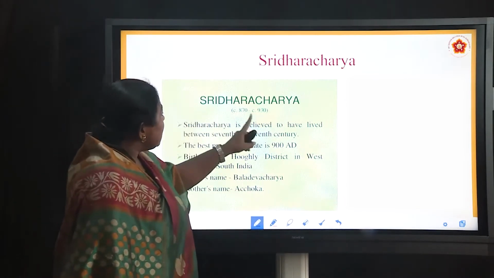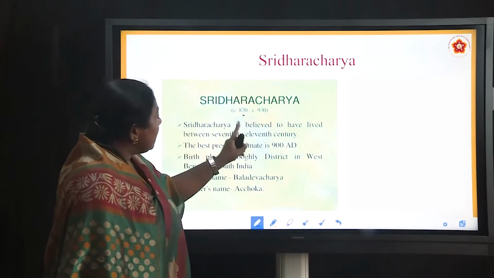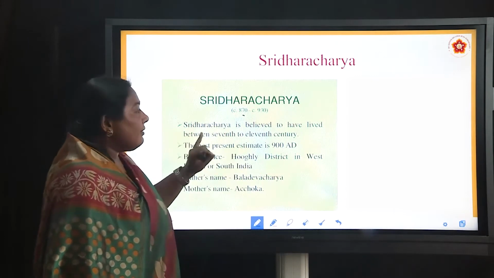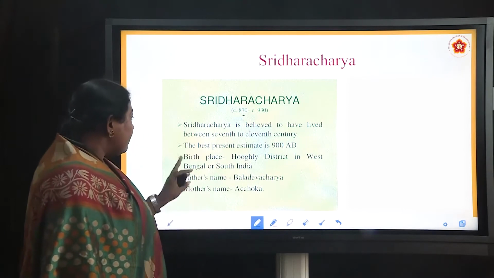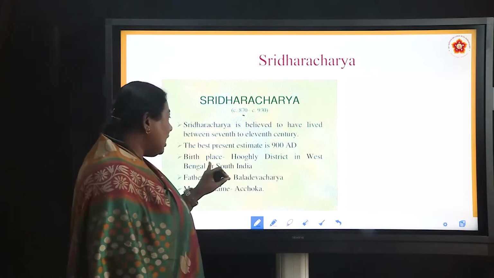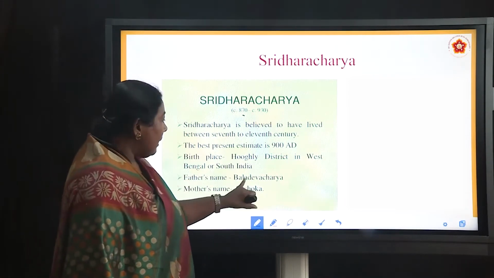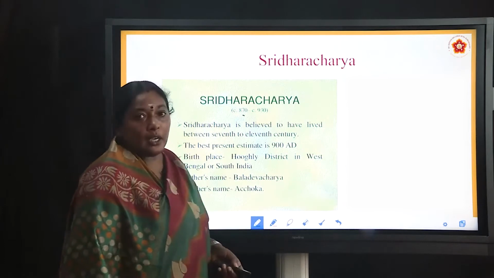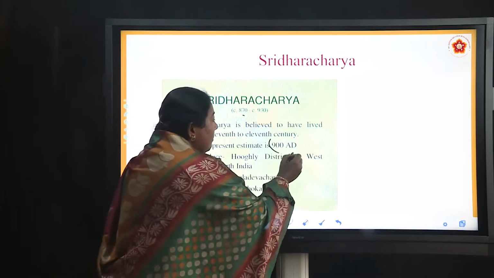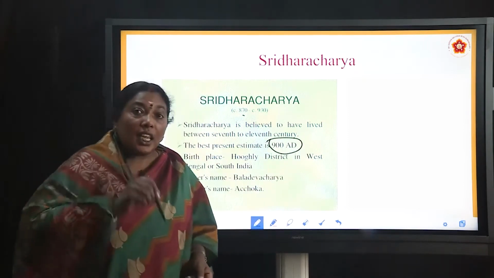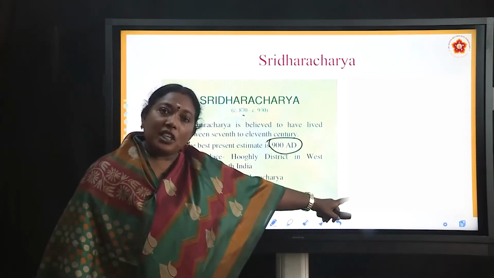Now, see Sridharacharya, 870 to 930. Sridharacharya is believed to have lived between 7th and 11th century. That is the best to tell, it is 900 AD. Birthplace is Hooghly district in West Bengal or South India. They do not know where the best birthplace is. Father's name Baladevacharya and mother's name Achuka. Now, you have to see one important thing in this. From 900 AD till now, we are using the same formula which is given by our Sridharacharya.